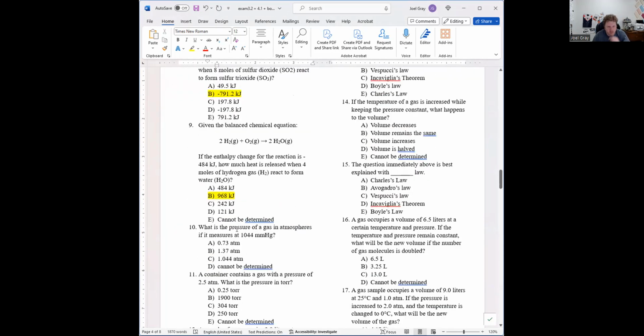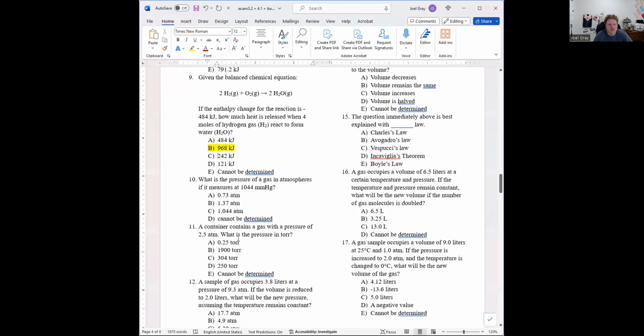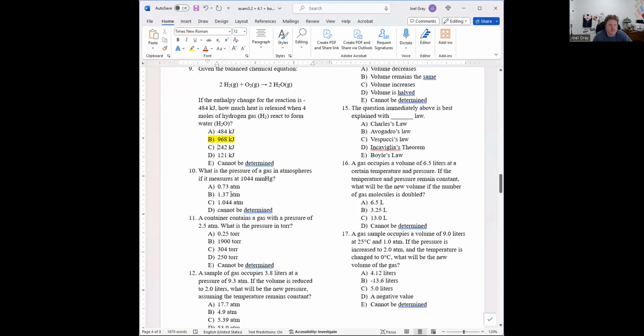Okay, number 10. What is the pressure of gas in atmospheres if it measures 1044 millimeters mercury? Okay, so you need to know the conversion. 1 atmosphere is equal to 760 millimeters mercury. And 1044 is almost 1.5 times 760. So our best answer option is B, 1.37 atmospheres. That's number 10.